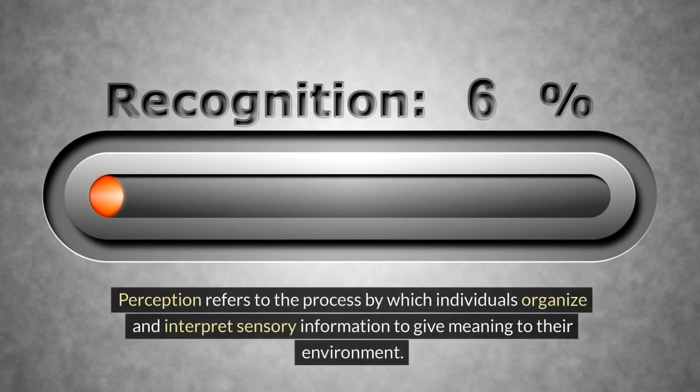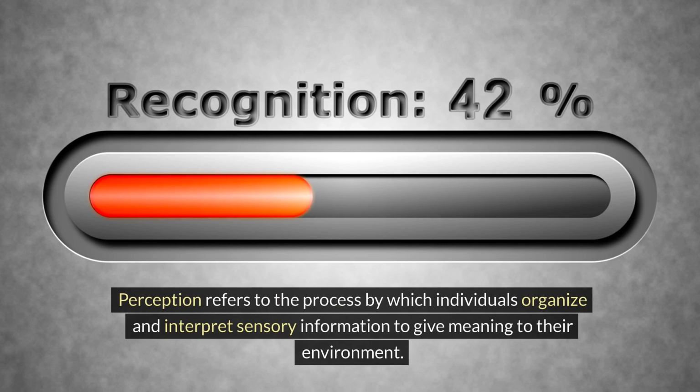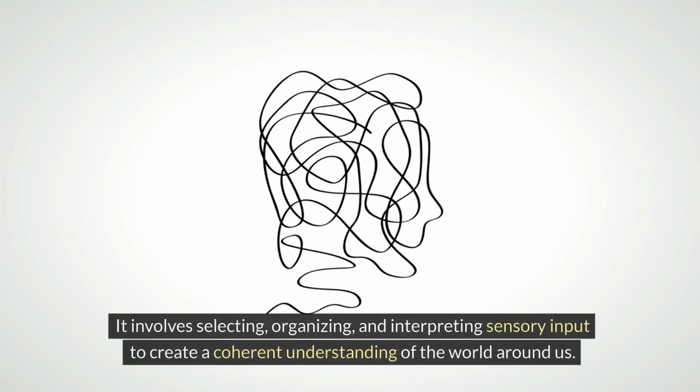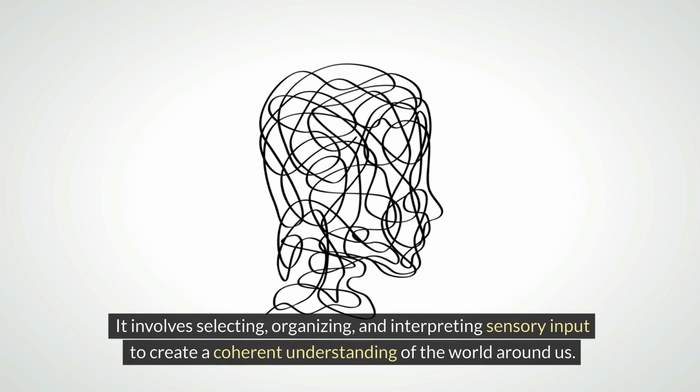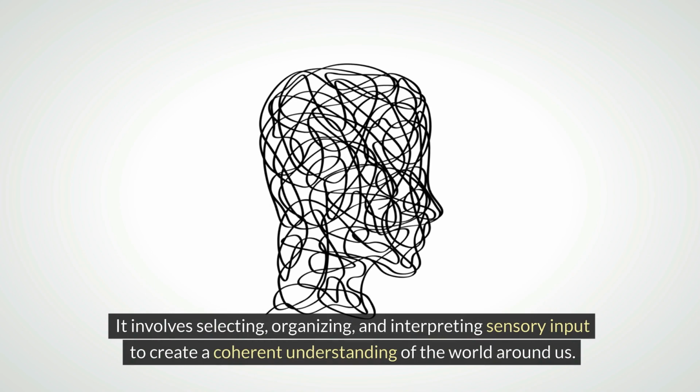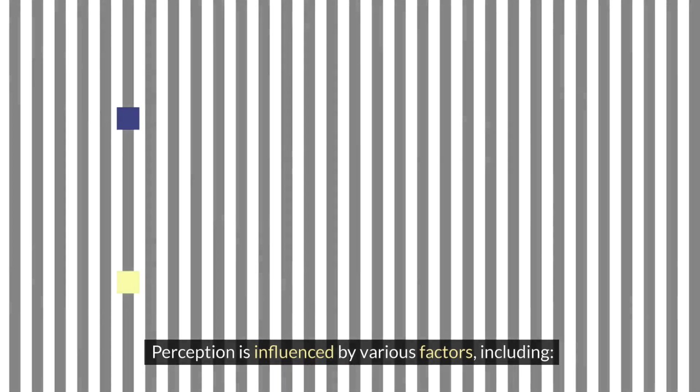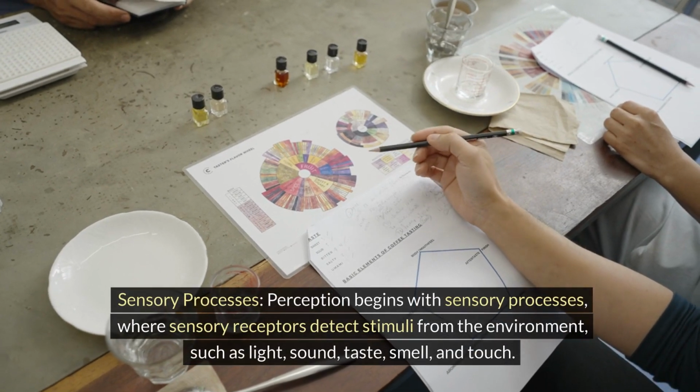Perception refers to the process by which individuals organize and interpret sensory information to give meaning to their environment. It involves selecting, organizing, and interpreting sensory input to create a coherent understanding of the world around us. Perception is influenced by various factors, including sensory processes.